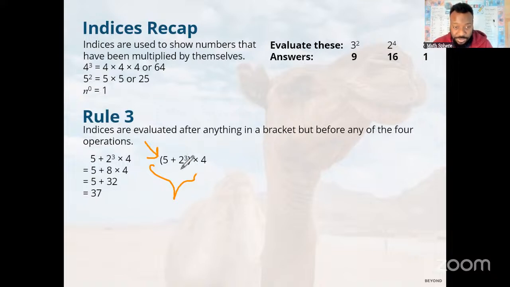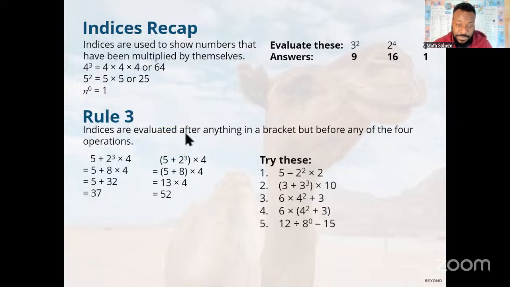Okay. So 2 cubed gives us 8. And then we have to add 5 to 8, giving us 13. And then we times that by 4. So we're going to get a different answer, aren't we? Okay, 52. Right. I'm going to take a screenshot of this here.